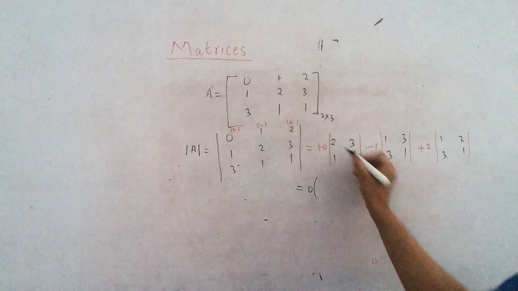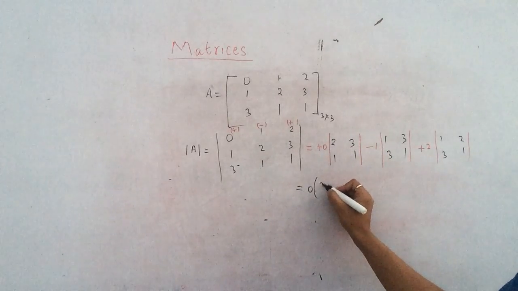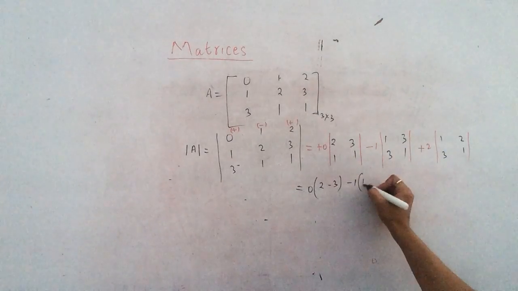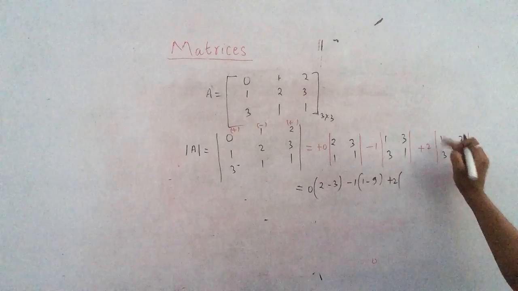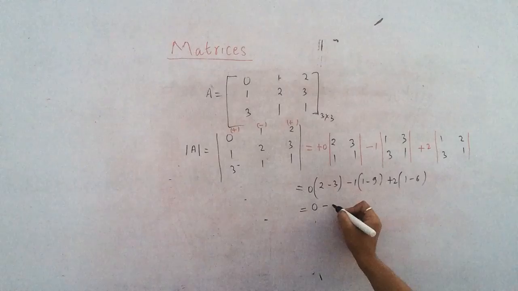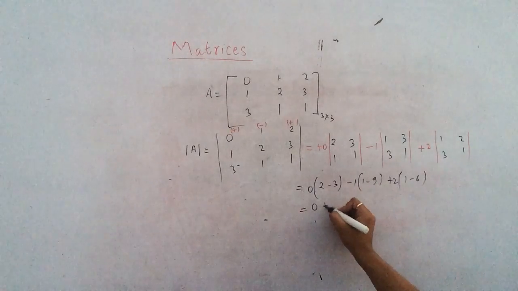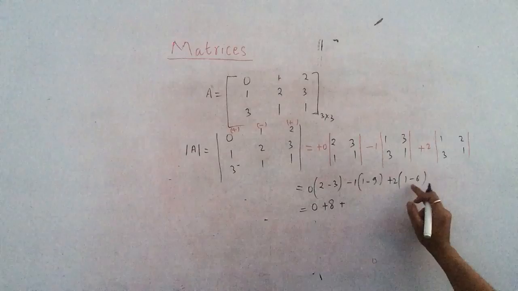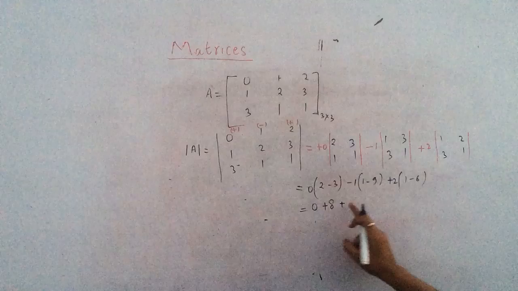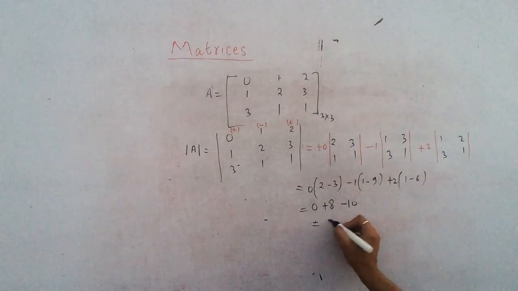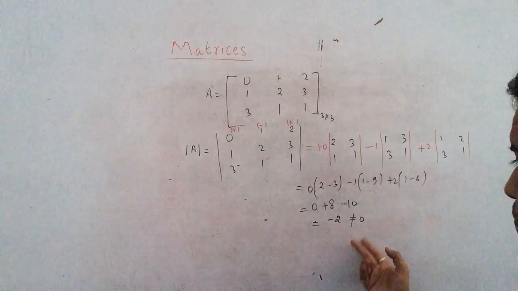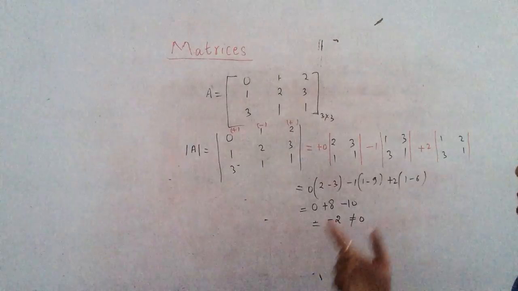0 will be multiplied by left cross minus right cross. It will be 1 into 2 minus 3 into 1, left cross minus right cross, 1 minus 9. Plus 2, left cross minus right cross, 1 minus 6. So 0 minus 1 times minus 8, it will be plus 8, plus 2 into 1 minus 6, which is minus 5, minus 5 into 2 is minus 10. So 8 minus 10 becomes minus 2. So it is not equal to 0. That means this is a non-singular matrix.